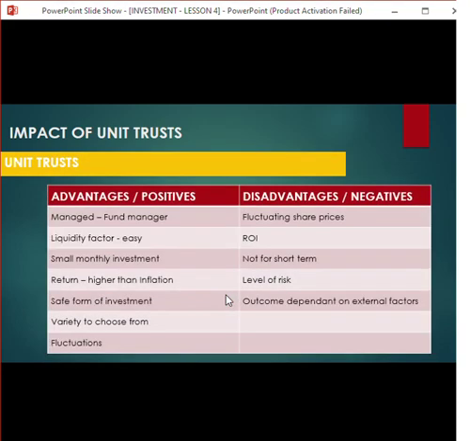So your advantage is it is managed by a fund manager. Okay, so he will buy your shares on the stock exchange, on the JSE. He's an expert, and you know that you can rely on them. They're trustworthy, and they are required to be accredited to sell unit trusts. Okay, so that's a risk reducing element.